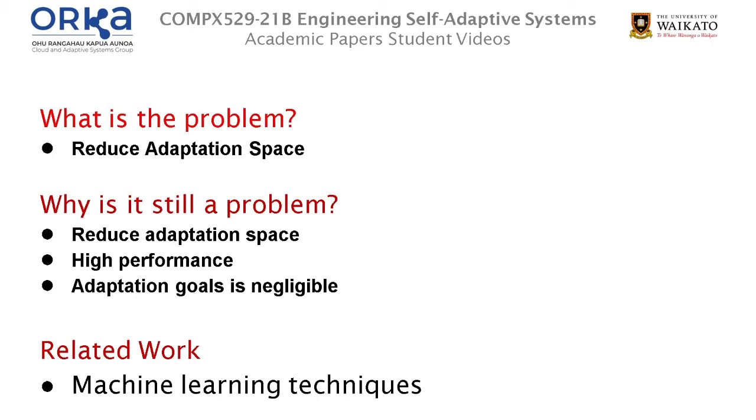The earlier works that apply machine learning techniques to reduce large adaptation space focus on threshold goals only, and this paper is focused on both threshold and optimization goals.